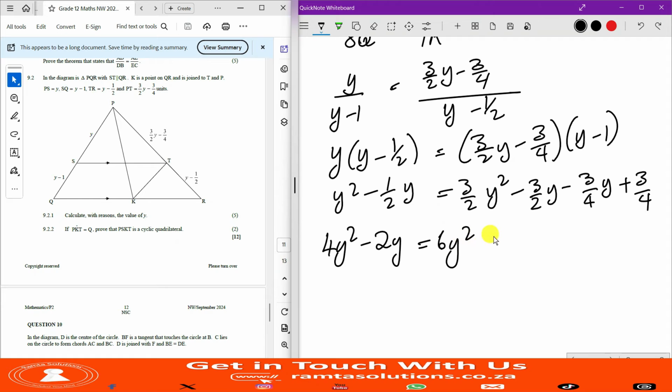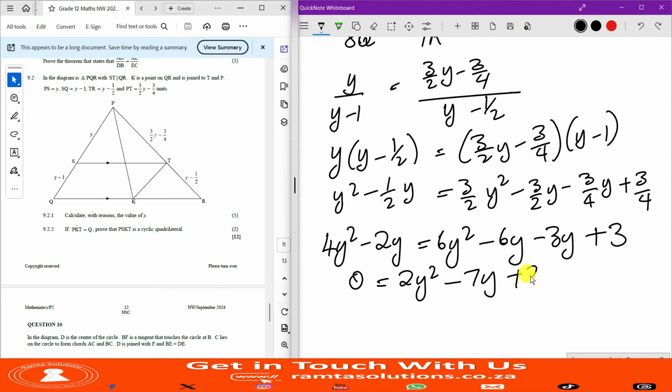So 6y squared, isn't it? And again, minus 6y. And then here, 4 times 3 over 4 will be minus 3y. Obviously, here it's still 3. All right? Good. So I will say 0 equals 6y squared minus 4y squared will be 2y squared. 6y minus 6y minus 3y is minus 9y plus 2. It will be minus 7y plus 3.